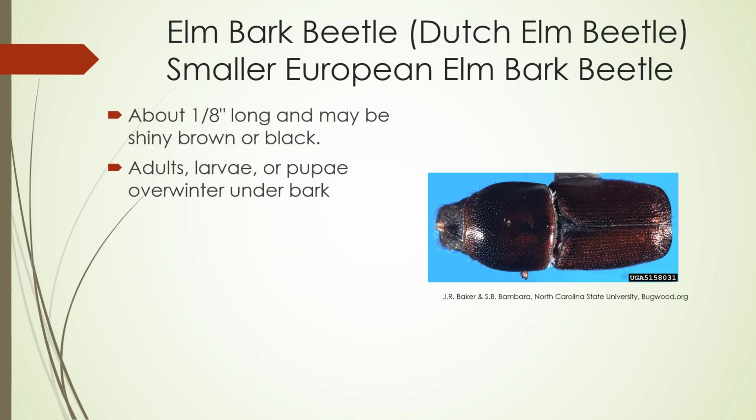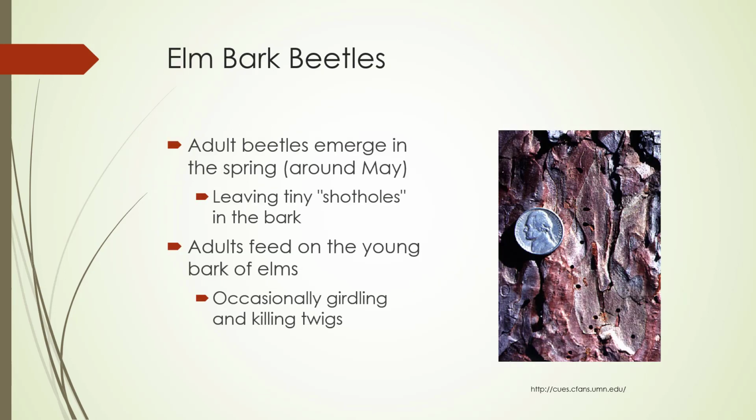The elm bark beetle, the smaller European elm bark beetle, is actually the cause of spreading Dutch elm disease. There are other elm bark beetles that do spread it, but this is the primary suspect. About 1/8 of an inch long, maybe shiny brown or black. The adults, larvae, or pupae overwinter under the bark. The adult beetles emerge in the spring around May, leaving tiny shot holes in the bark. The adults feed on the young bark of elms, occasionally girdling and killing the twigs.